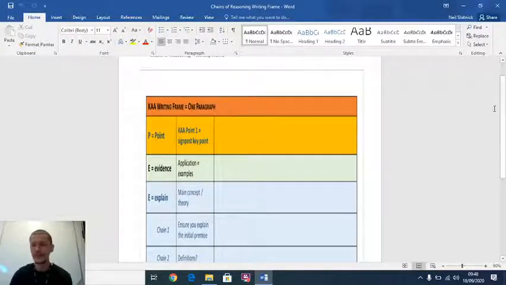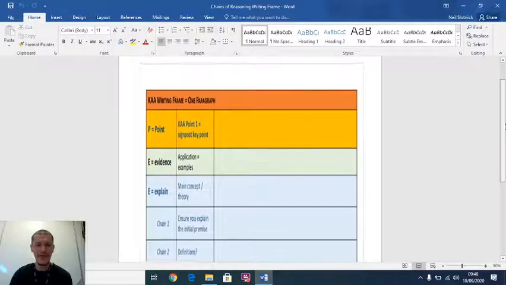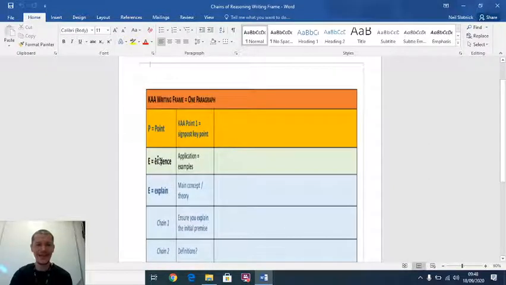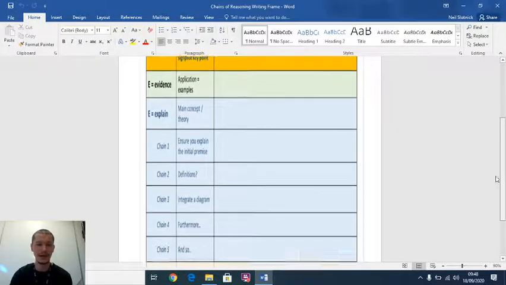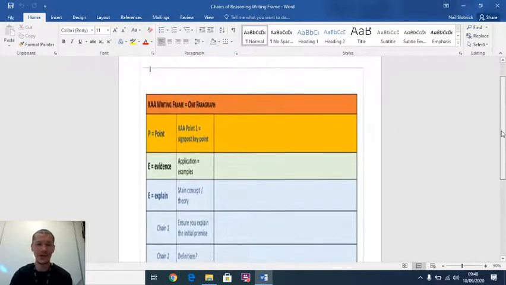You then want to cite a piece of evidence. Now, this is your PE. If you think about it again, there's this PEAL system that you would have used in schools: point, evidence, explain, and link. So far, we're not really chaining anything up. Your evidence, it says here application and examples.